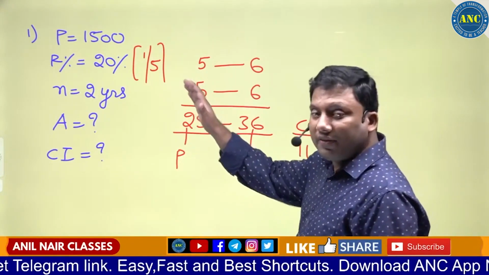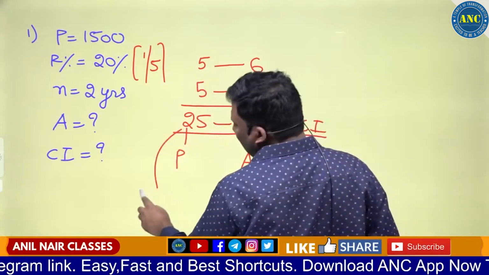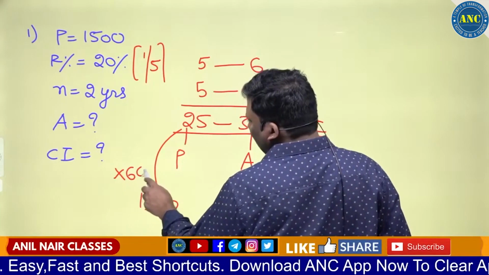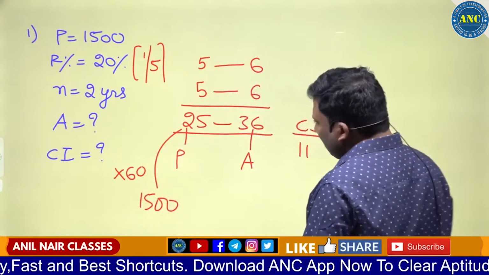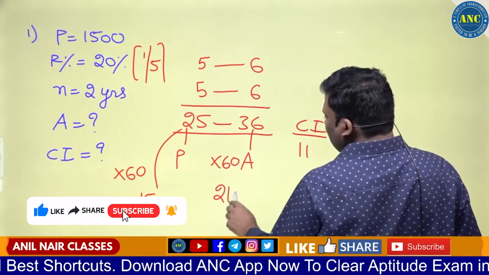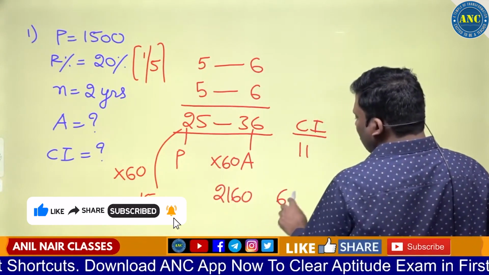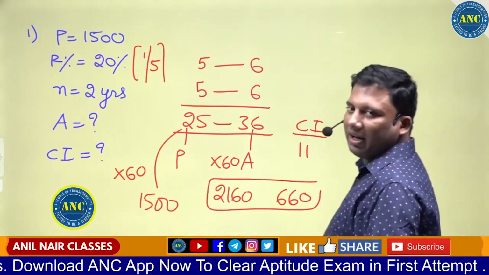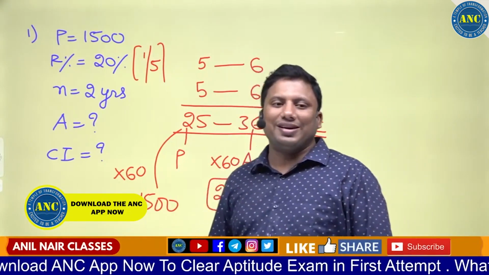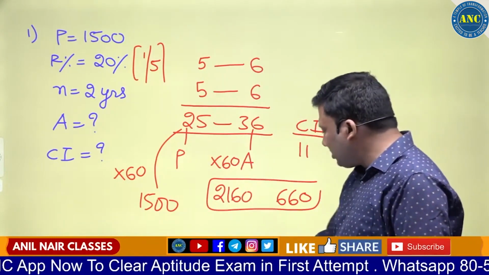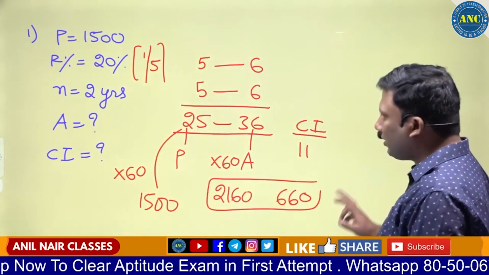But 25 is becoming 1500, so it is multiplied by 60. 36 into 60 is 2160. 11 into 60 is 660. How easily you can determine amount and compound interest because of this concept. Nothing I did, just a basic understanding of the concept.